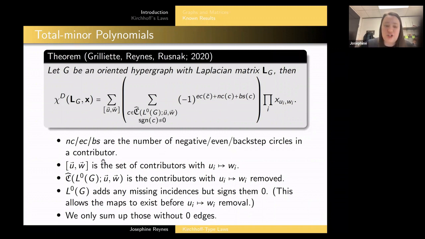And I know there's a lot of notation here, but what we're basically doing is we're looking at all possible sets where we force the U set to go to the W set, and looking at all ways to finish those contributors. This L0 is called the loading, and what it does is it temporarily adds all missing incidences so that all figures exist, but we sign them 0 so that we only actually sum over the figures that do exist. But having everything temporarily exist makes the math a lot easier. So I'm going to do an example of what's happening here.